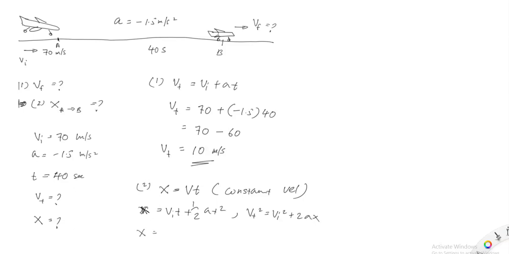So distance equals 70 times 40. V initial was 70, time is 40, plus half times, remember the negative sign, 1.5 times 40 squared. We might need the calculator here. I'm going to continue. X equals 280... 70 times 40 is 2800, plus, actually this plus becomes minus, so let's erase this.